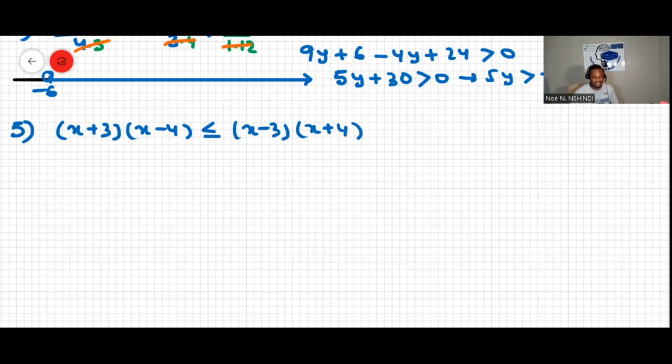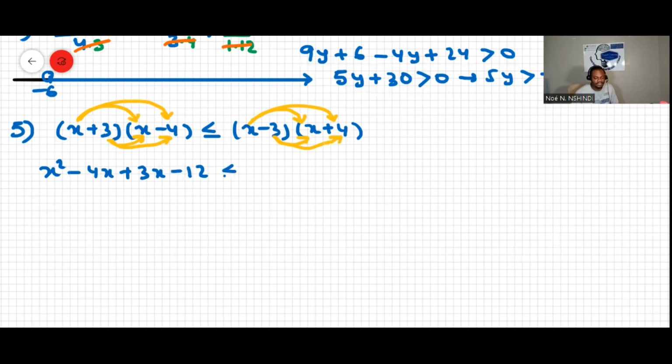So we can just multiply this. This makes x times x, x times negative 4, 3 times x, 3 times negative 4, and then the right side: x times x squared, x times 4, negative 3x times x, and negative 3 times 4. So what does it make? It makes x squared minus 4x plus 3x minus 12 less than or equal to x squared plus 4x minus 3x minus 12.